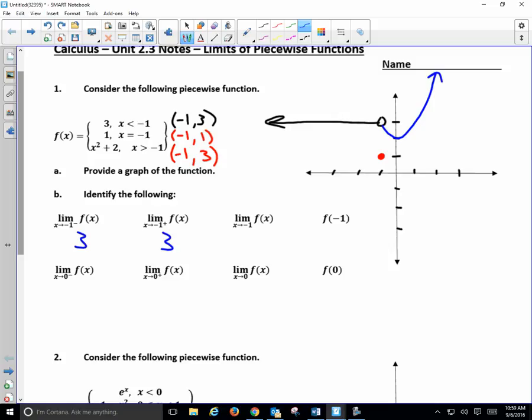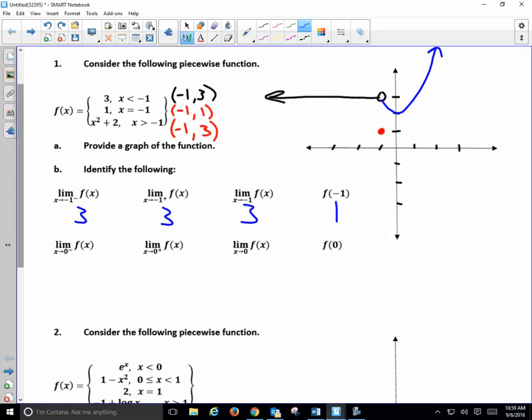So the limit as x goes to negative 1 would exist if it's the same from the left as it is from the right. And so it is 3. But what is f of negative 1? If you actually plug in negative 1, you get 1. So the limit is 3. The function value is 1. Better? Okay.